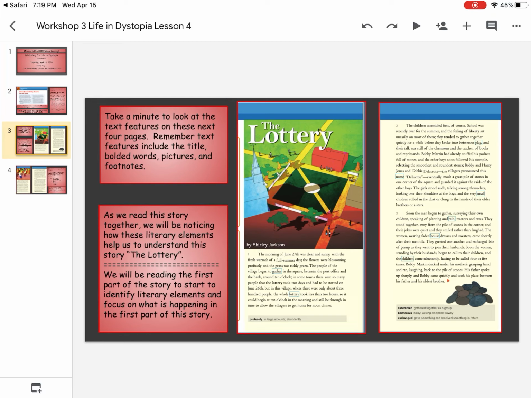So before we do any worksheets or talking about the literary elements, we're going to read just the first part of the story so we can start focusing on those elements and maybe getting a handle on what's happening in this first part of the story. All right, so we're going to go ahead and start reading.